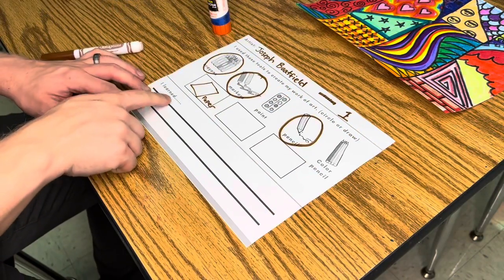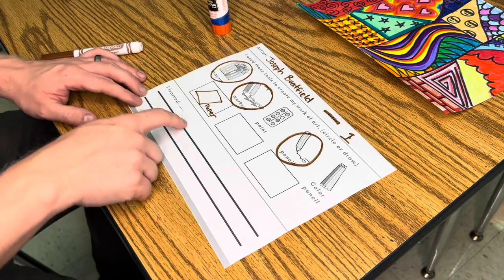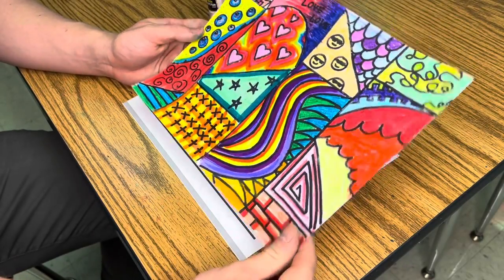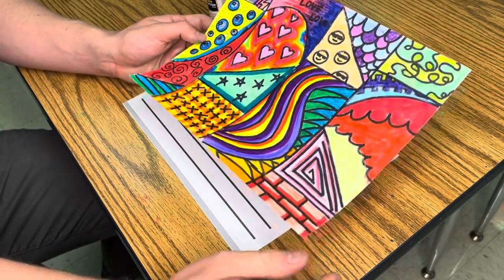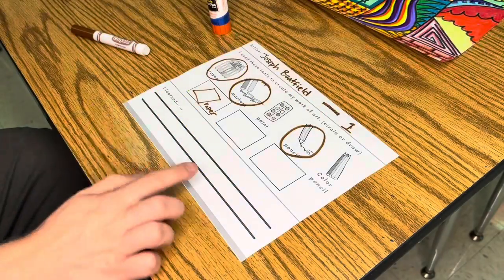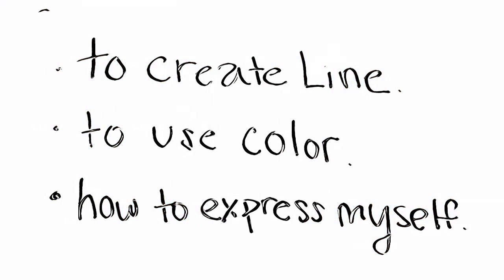Right here it says, I learned... I'm going to give you some options, but you can also write one thing you learned. It could be, I learned about creating different patterns. It could be, I learned about using different lines. I learned about different ways I could use color. You could make it up, but I'm gonna give you 3 choices you can choose from if you just wanna copy me. So I'm gonna pause this video and you can choose one or you can write your own.